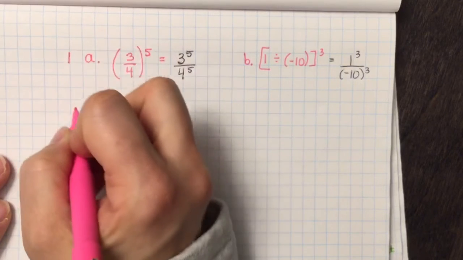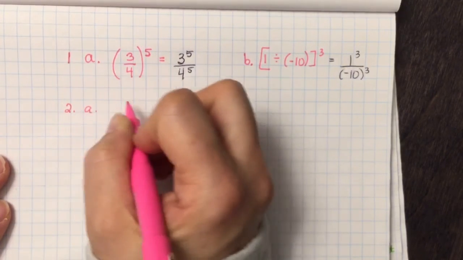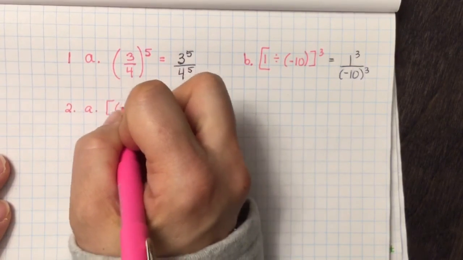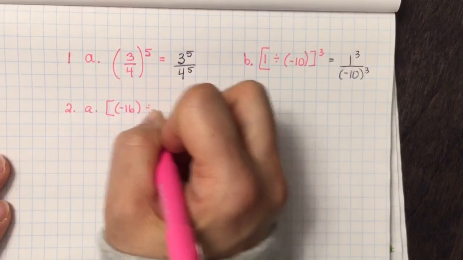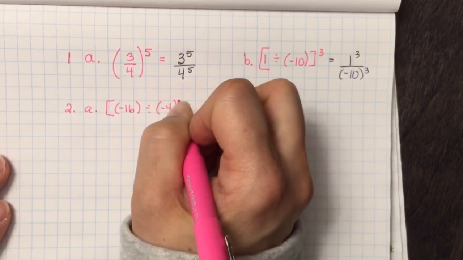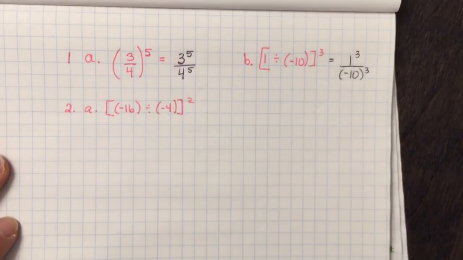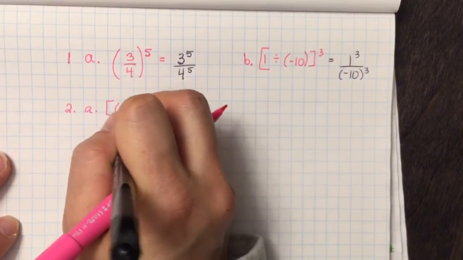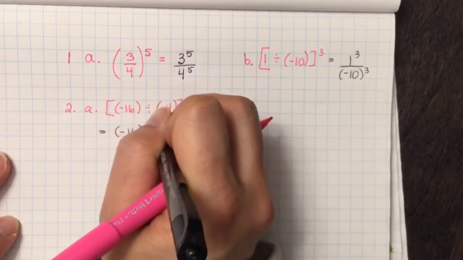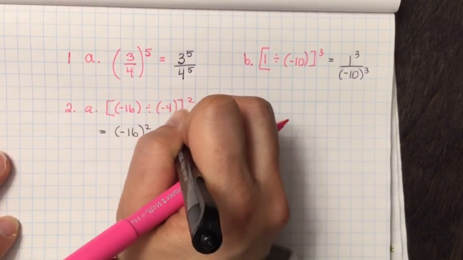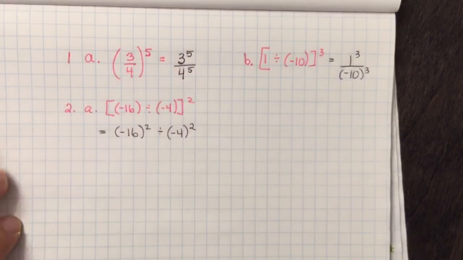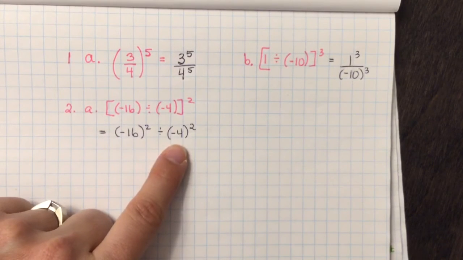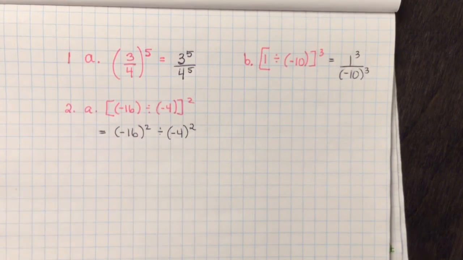Now let's try a couple where we evaluate. So this was 1a, let's do 2a: -16 divided by -4 and everything all squared. Find the answer. We have -16 squared divided by -4 squared. Notice how our bases are not the same. That's why we can't do anything with the exponents.